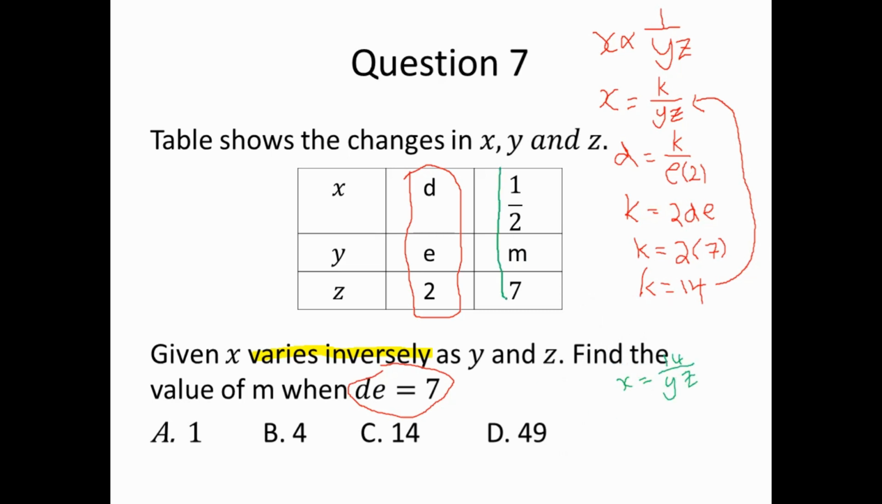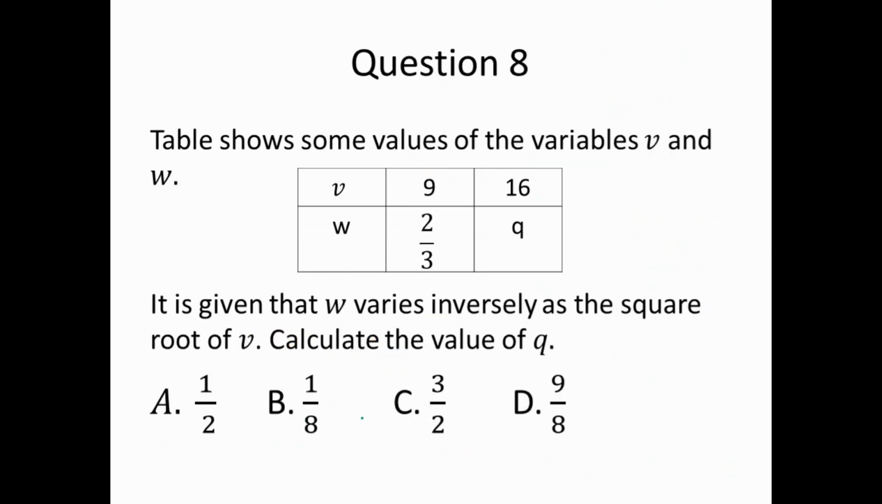Now we use the second pair to find the value of M. X is 1 over 2 equals 14 over Y, which is M, times Z, which is 7. So 7M equals 14 divided by 1 over 2, so you will have 28. Therefore, M equals 28 divided by 7, which is 4. The answer is B.